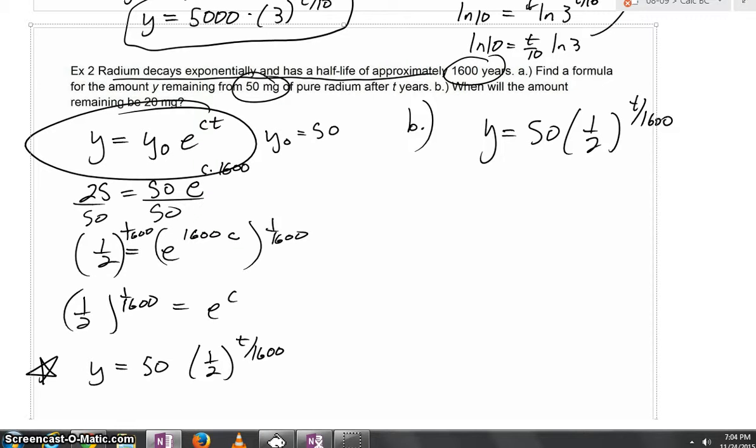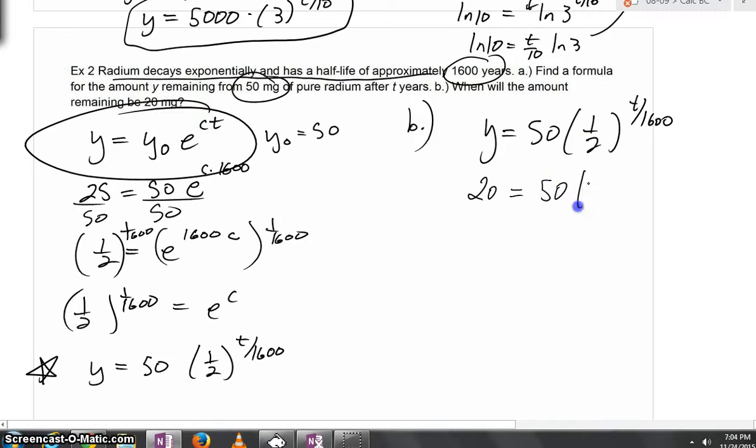Continuing with our 7.5 lesson on exponential growth, we left off in the middle of a half-life problem. So for part B, if we have our particular equation, and we do, when will the amount remaining be 20 milligrams? Well, 20 will be our y value. We're just going to have to figure out what the t is.